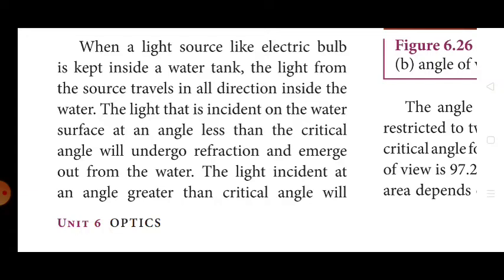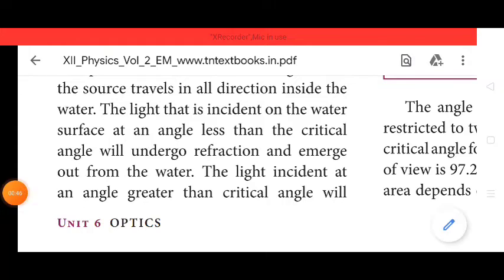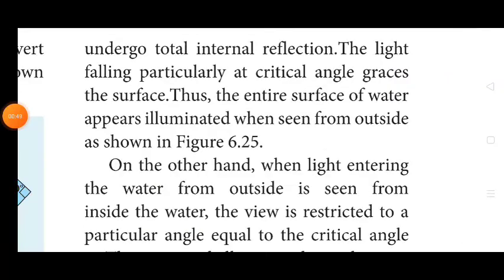The light incident at an angle greater than the critical angle will undergo total internal reflection. The light falling particularly at the critical angle grazes the surface. Thus, the entire surface of water appears illuminated when seen from outside, which is shown in the diagram. You can see the diagram clearly.